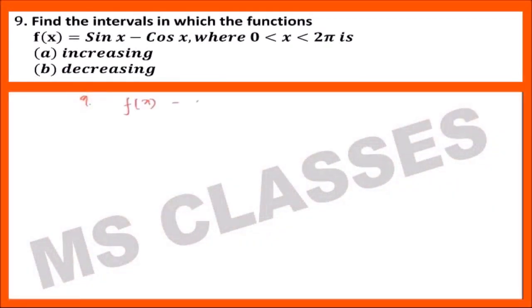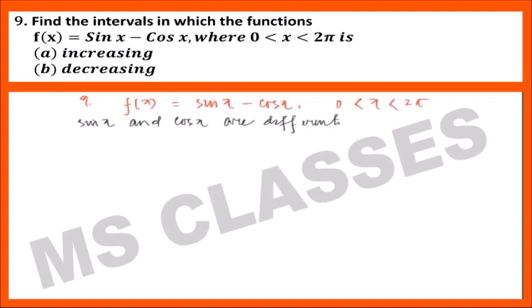f(x) equals sin x minus cos x, for x greater than 0 and less than 2π. Now, here obviously sin x and cos x both are differentiable functions for all x belongs to (0, 2π).